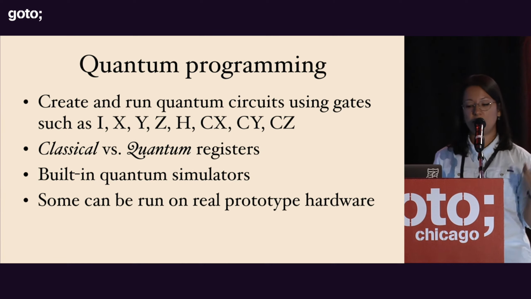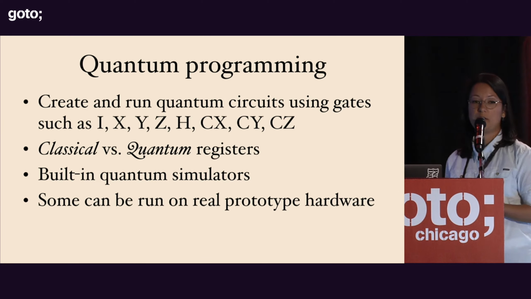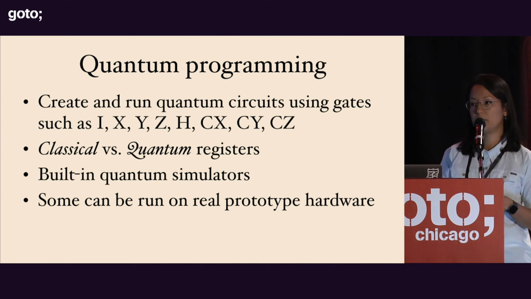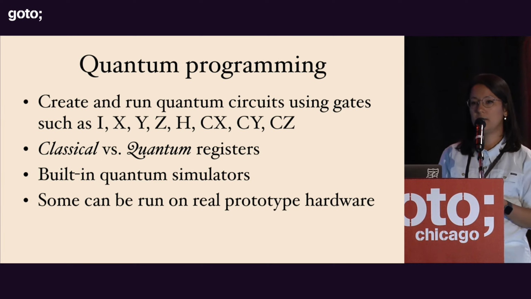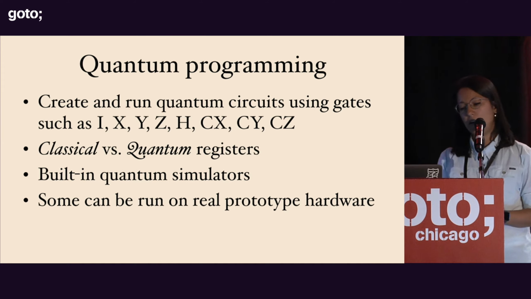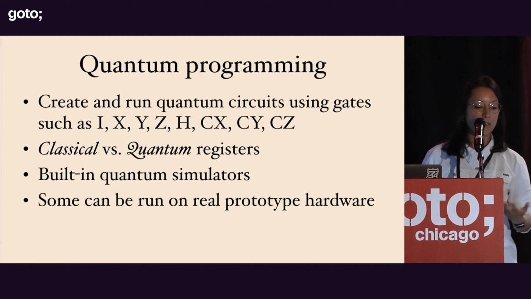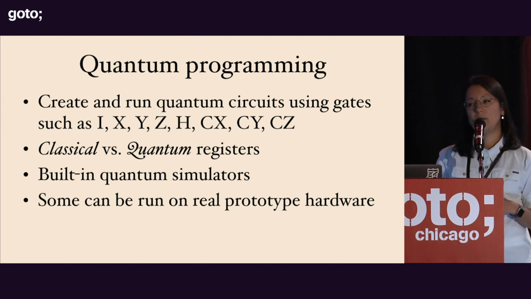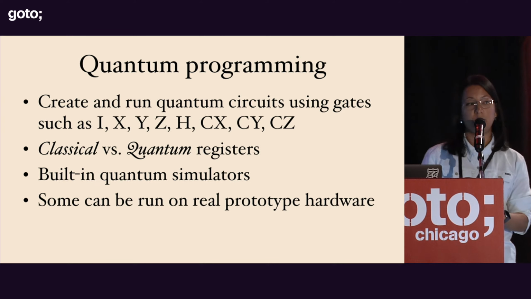Then the second thing I need is some registers, some way to store and access the information. So I'm going to distinguish between classical and quantum registers. Obviously, I cannot have quantum registers on a normal computer, so that needs to happen in quantum hardware. But the classical registers need to happen in regular computer hardware. Typically, these quantum programming packages or software development kits come with built-in simulators, which can both simulate running it against a real quantum computer or simulate the actual wave function, so you can get the wave function information back. And some can actually be run on real prototype hardware.